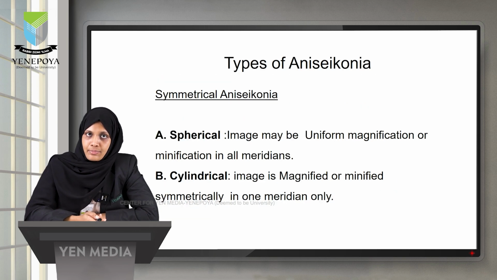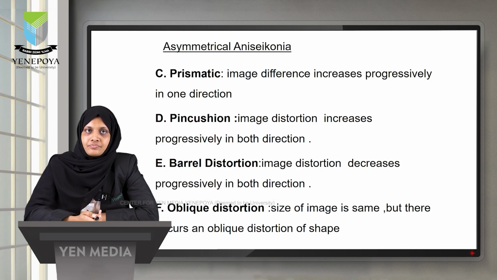Next, moving into the types of aniseikonia: symmetric aniseikonia and asymmetric aniseikonia. Under symmetric aniseikonia, there are spherical aniseikonia and cylindrical aniseikonia. Spherical aniseikonia means the image has uniform magnification, or magnification in all meridians, but cylindrical aniseikonia means the image is magnified or minified only in one meridian.